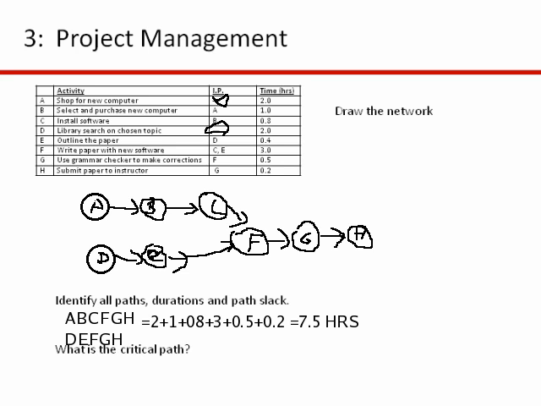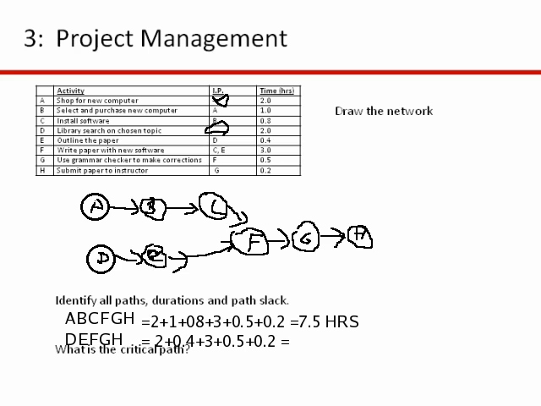And then for the southern path, again, you're just going to add up the time. Activity D is going to be 2. Activity E is going to be 0.4. Activity F is 3. And then G is 0.5. And then H is 0.2. All right, so if you add all those up, you get 5, 5.9, looks like 6.1 hours.